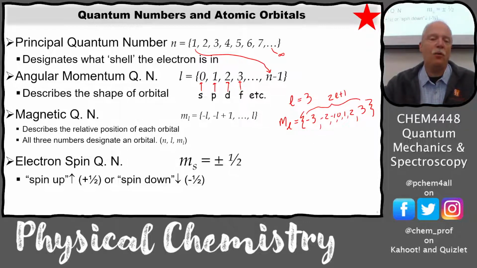And you need to know, why do we not have an F orbital, like a 2F orbital? Well, because L is limited by that number 2. So the maximum we could have is an L of 1. Okay, so the max we could have in the 2 shell is a p orbital.